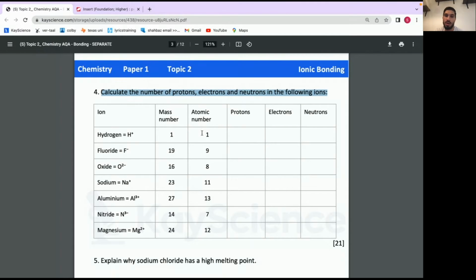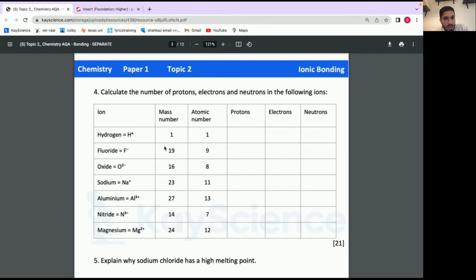I think so anyway. The atomic number is 1, so there is 1 proton. The mass number is 1. So to calculate the number of neutrons, you do mass number take away atomic number. Hydrogen has no neutrons. And notice, because the charge is +1, there's going to be 1 less electron than protons. So because the number of protons for hydrogen is 1, there has to be 0 electrons. Simple as that.